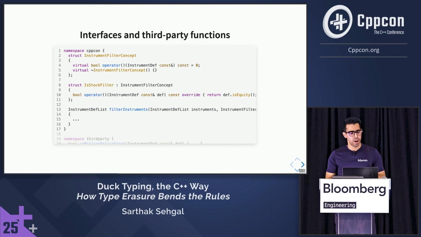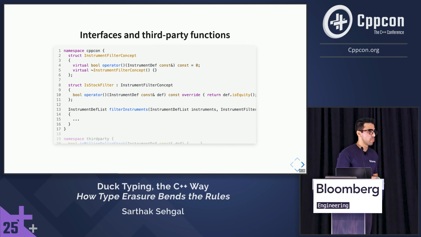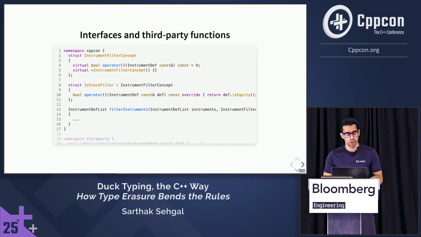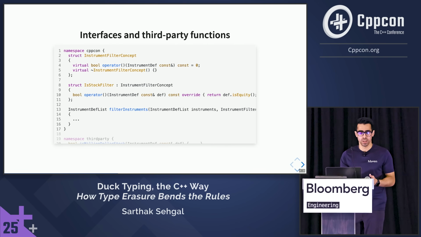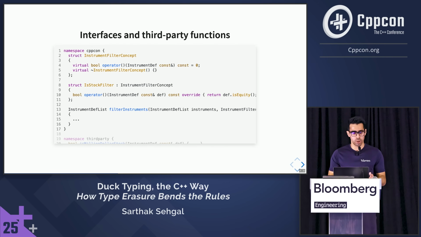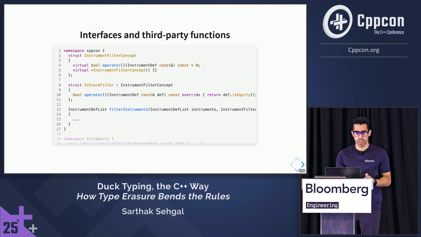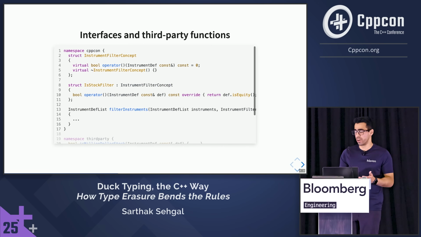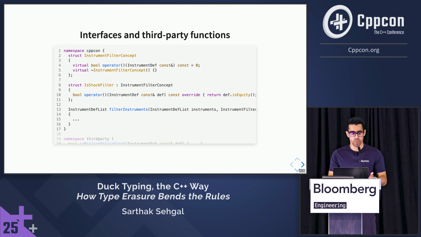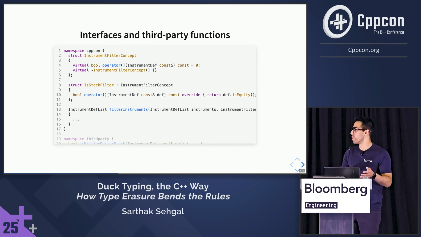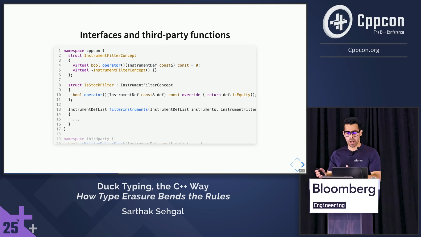Now, here I have the same instrument filter concept that I had before. It's a base class with a pure virtual function. And my own library implements this isTalk filter class, which inherits from this base class and basically checks if it's an equity. And for simplicity, for the rest of the slides, I have this filter instruments method, which I'm going to be using. It takes in a list of instruments, takes in a callback.